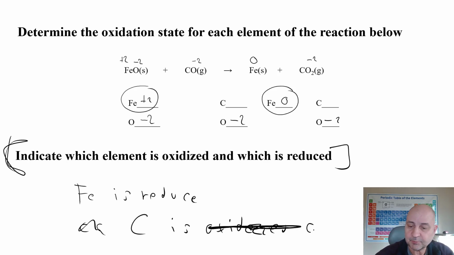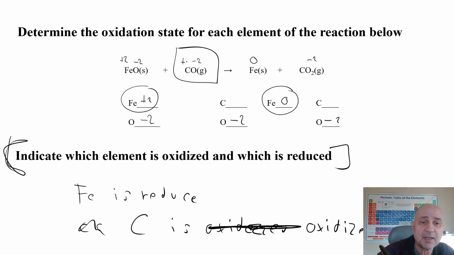Okay, let's try that again. Oxidized. That's much better, because it's the only element left, so it must be the one losing the electrons. But I still need to fill up this table here, and so carbon in carbon monoxide has to be +2, and carbon in carbon dioxide has to be +4.